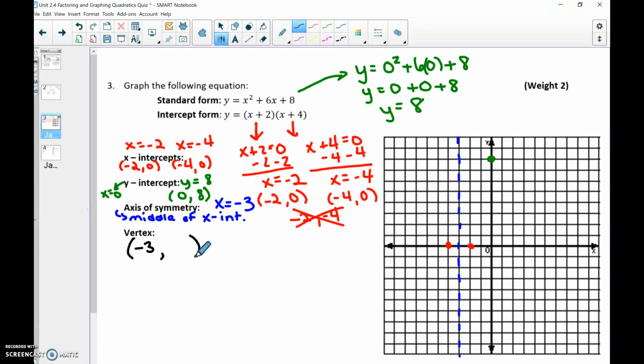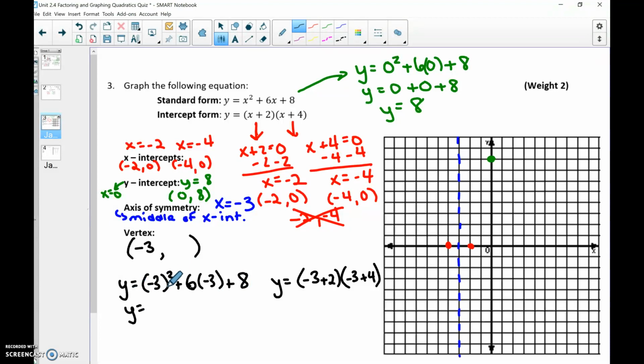Okay, well what do we do when we know what x equals and we have an equation? Plug it in. You're trying to find y once again. Okay, and I'll show you in standard form and in intercept form just so you can see that it's the same either way. Standard form, it'd be y equals (-3) squared plus 6 times -3 plus 8. If I used intercept form, it would be y equals (-3 plus 2) times (-3 plus 4). So I'll do standard form first. (-3) squared means -3 times -3, which is 9. 6 times -3 is -18, plus 8. 9 minus 18 is -9, plus 8 is -1.